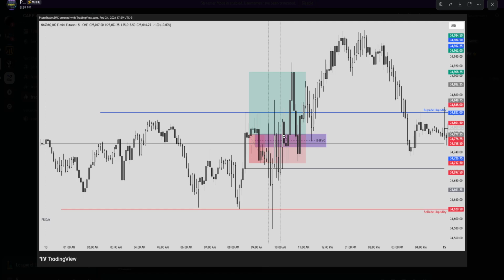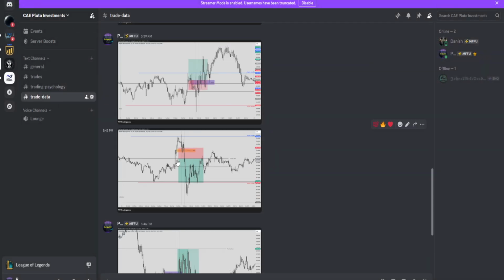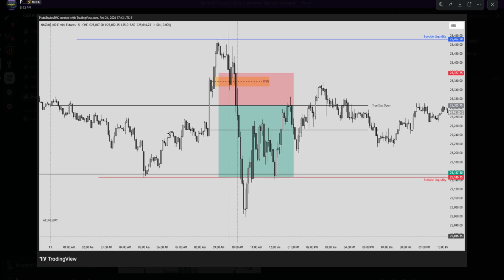This was a very difficult day to trade too. I took this long, targeting this high, but on a day like this, you might have gotten stopped out. But this was still a good trade. It was just one of those days where it would have made you very uncomfortable to take this trade. And we have another one right here, same thing.